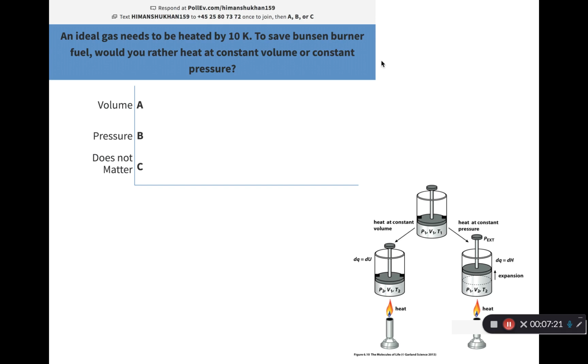Here is another question. We have an ideal gas that needs to be heated by about 10 Kelvin. If you want to use the minimum amount of energy or minimum amount of fuel, would you rather heat at constant volume or at constant pressure?